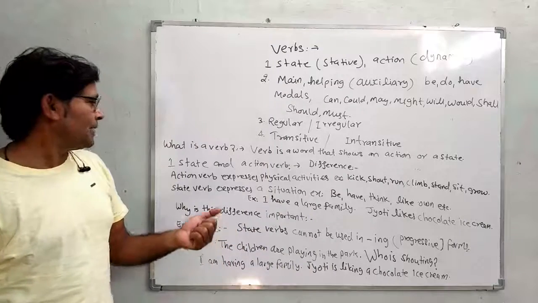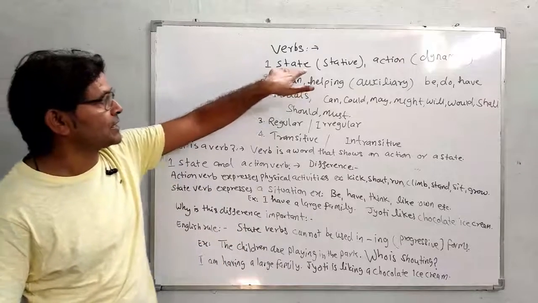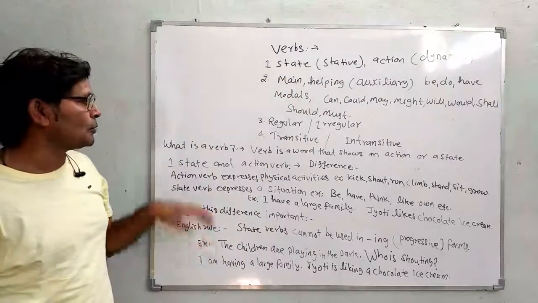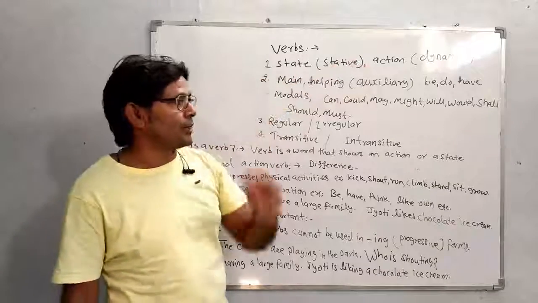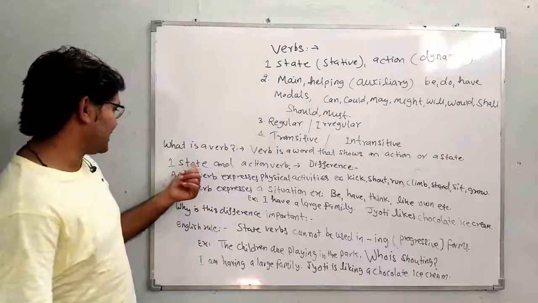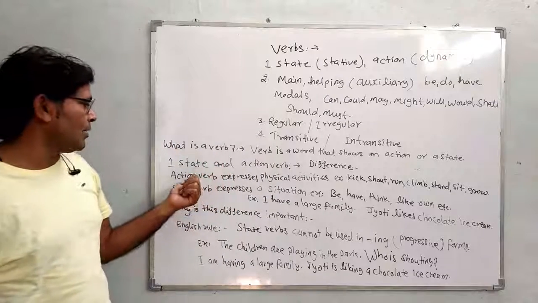That is a verb. And we will learn the first type of verbs, which is state verb and action verb. So what is the difference between both of them? For example, we have state verb and action verb here. So we must know the difference. What is the difference between a state verb and an action verb? So let's first talk about action verb.